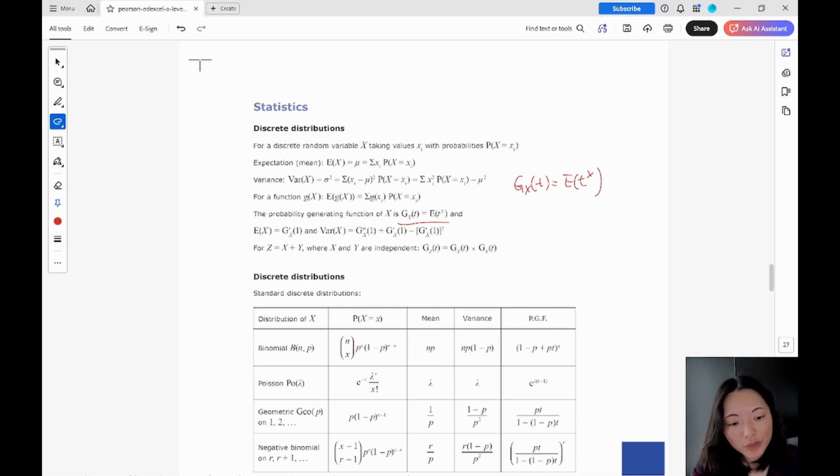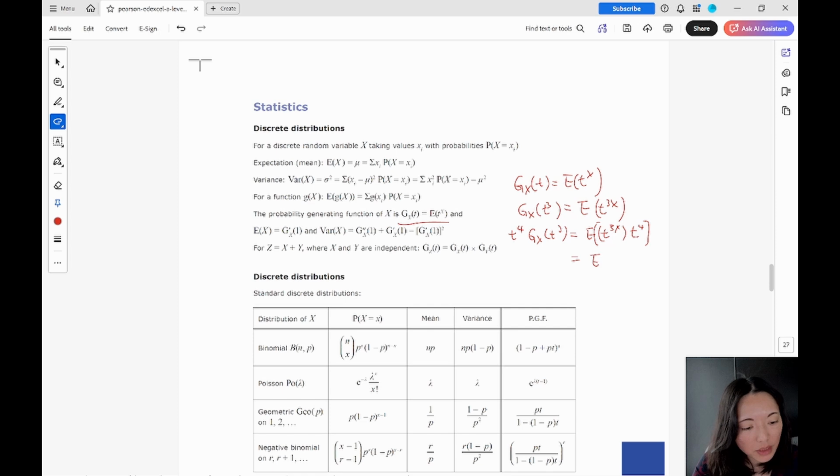What if I change the dummy variable from t to t cubed? So t has become t cubed. That's simply the expectation of t to the power 3x. What if I multiply left and right by t to the power 4? T to the power 4 times this equals the expected value of t to the 3x times t to the power 4. Now, t to the power 3x times t to the power 4 is simply t to the power 3x plus 4.